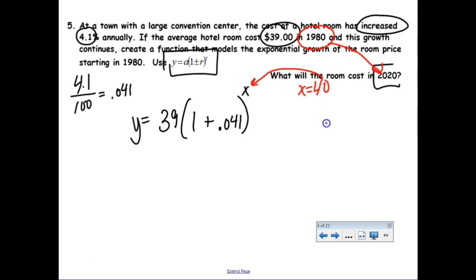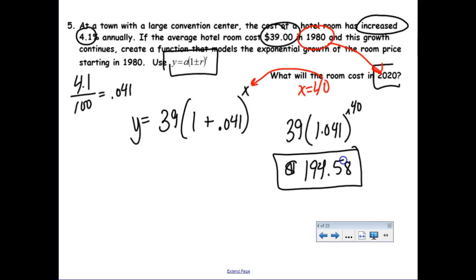You guys can use your table. I would just go on my home screen and type 39 times 1.041. You don't have to simplify it, but you can. And then up here in the caret exponent to the 40th power. And I think I get, make sure you do practice this, 194.58. And then also think about your answer and make sure it's reasonable. Sometimes you guys do some weird math and then you end up with, like, if you put a subtraction sign by accident and you got the room was worth, you know, $12 in 2020. Like, a hotel room doesn't cost $12, guys. Come on.